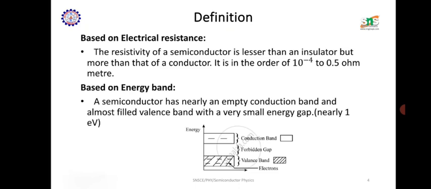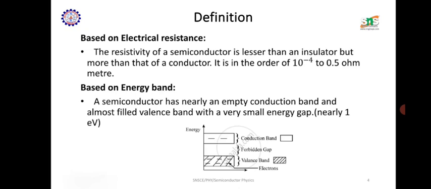Next is the definition of a semiconductor. It can be defined in two ways. First, based on electrical resistance: the resistivity of a semiconductor is lesser than an insulator but more than that of a conductor, in the order of 10 power minus 4 to 0.5 ohm meter.